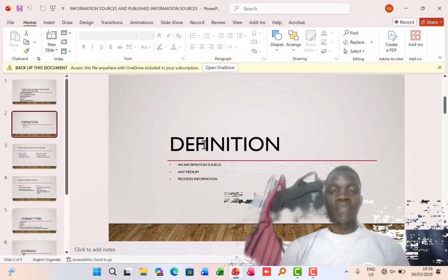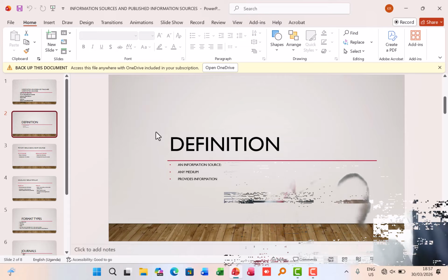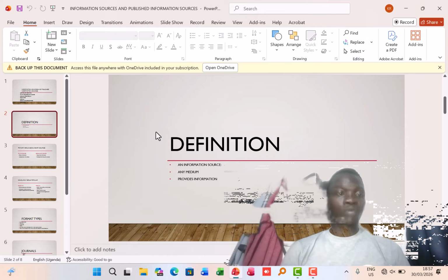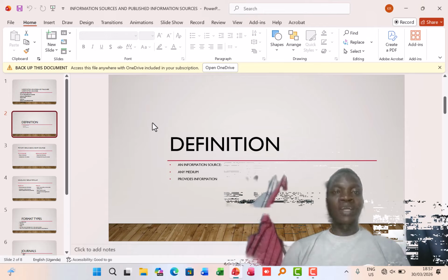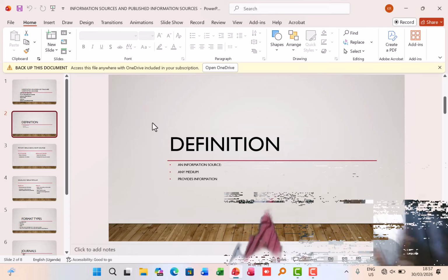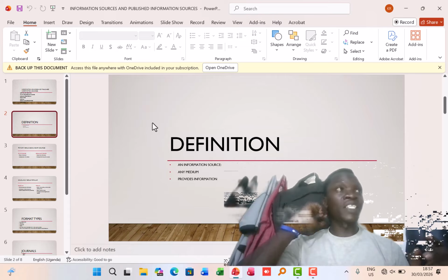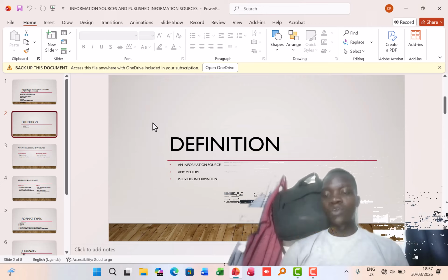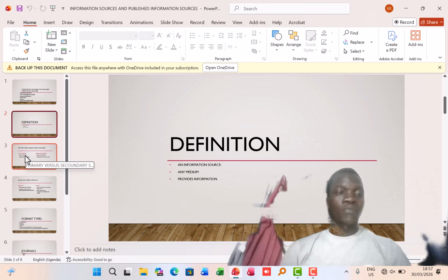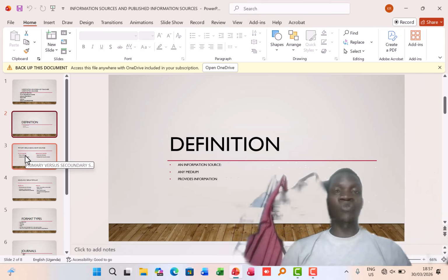The definition of information: an information source is any medium which provides information. Mediums are like channels through which information is passed from one person to another, or from one geographical location to another. In that way, we go through the sources of information, the different types of information.